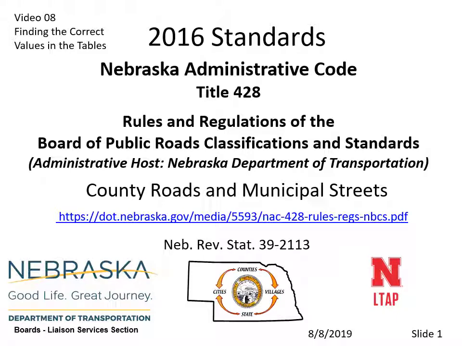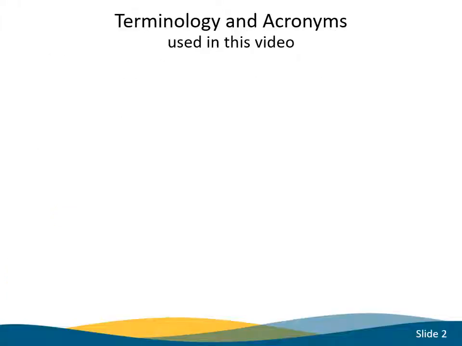This video uses an example county road project to demonstrate finding the applicable table and determining the standard values for each of the 13 design criteria. First, some terminology and acronyms.